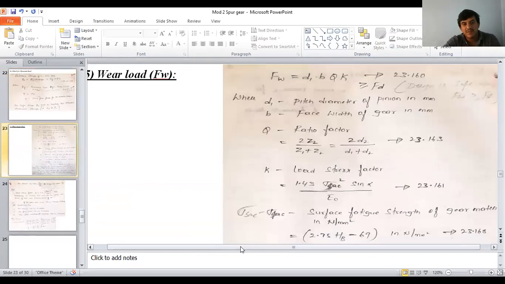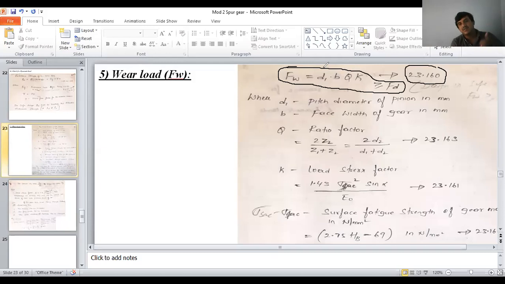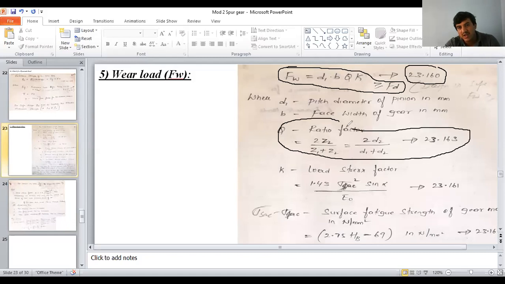Now go for step number 5, design against wear load. What is the wear load you consider here? Again, refer to the data handbook, equation number 23.160. The wear load D1 B Q K should be greater than the dynamic load. D1 is the pitch diameter of the pinion. B is the face width, 10 times the module. Q stands for the ratio factor, which I can refer to in the data handbook, equation number 23.173. It is in the form of either number of teeth or diameter of the gears.